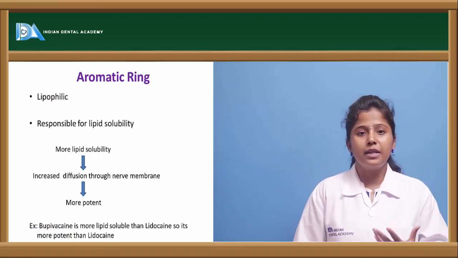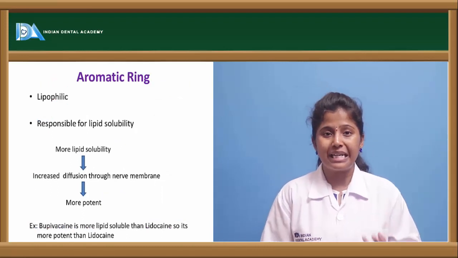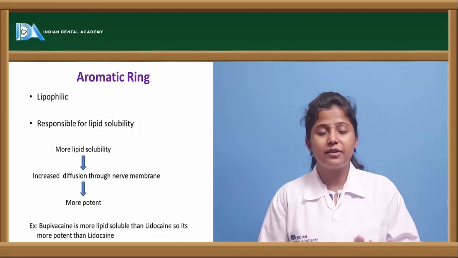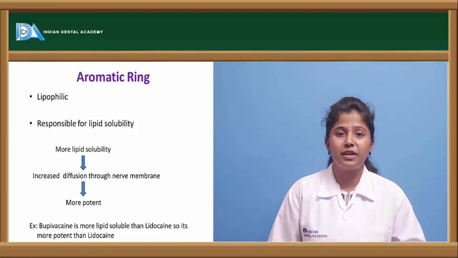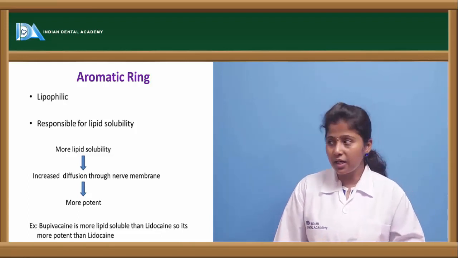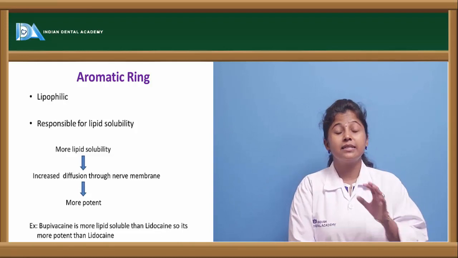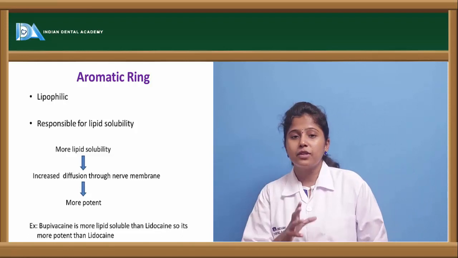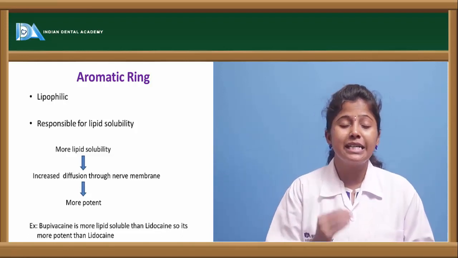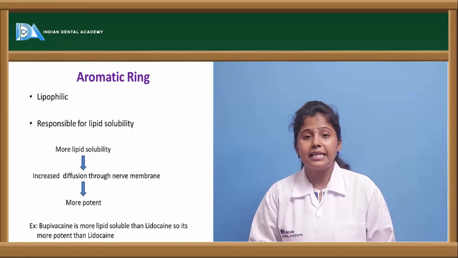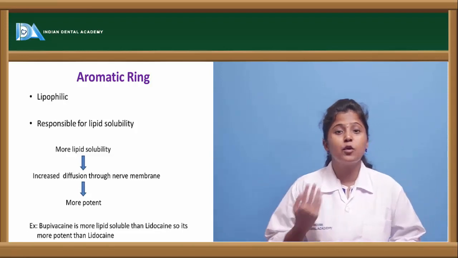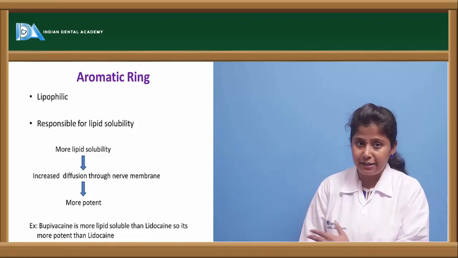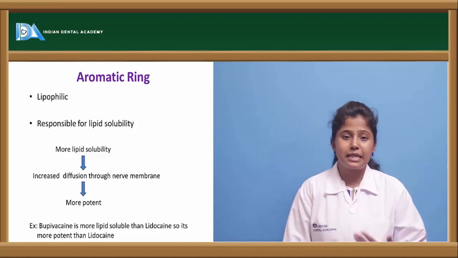What is the characteristic property of the aromatic ring? That is the hydrophobic element, which is also called lipophilic. It has a strong affinity towards lipids, and this lipid solubility is responsible for the drug penetrating the plasma membrane. If the drug has lipid solubility, it easily passes through the plasma membrane, and thereby it has more potency and is more effective. Once it is soluble, it easily diffuses into the plasma membrane, and that is the reason it is more potent.